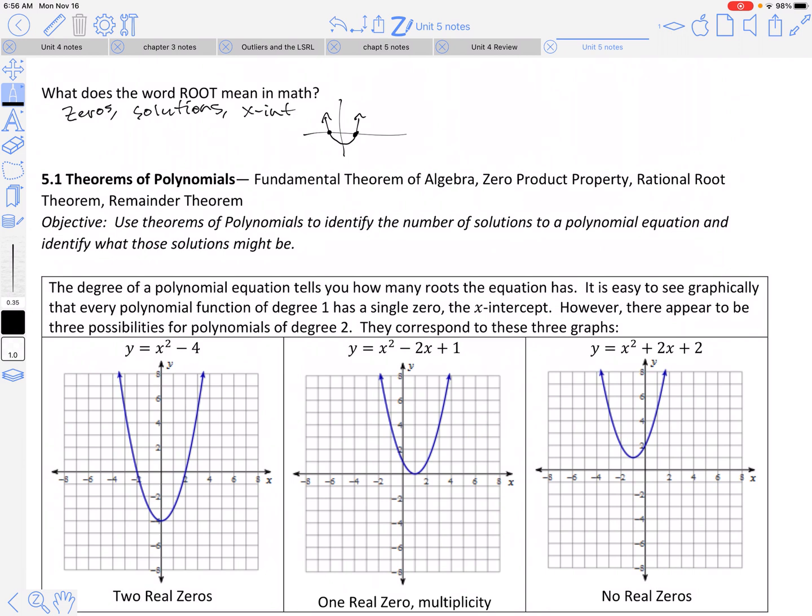Important word to know. So we are going to spend our time looking for 2 days. So this is going to cover the first half of the week and the second half of the week. We're going to cover these theorems: the fundamental theorem of algebra, the zero product property, rational root theorem, remainder theorem. So read our objective right there, please.